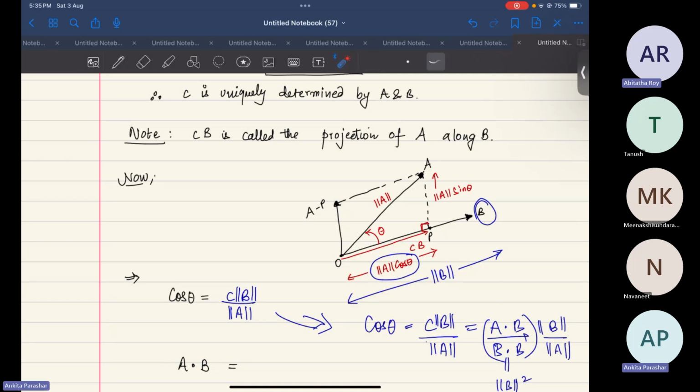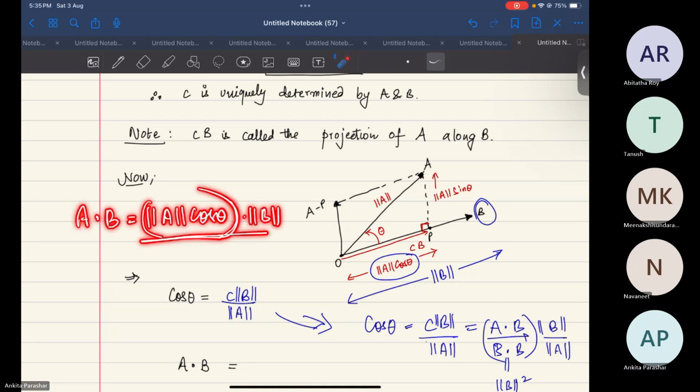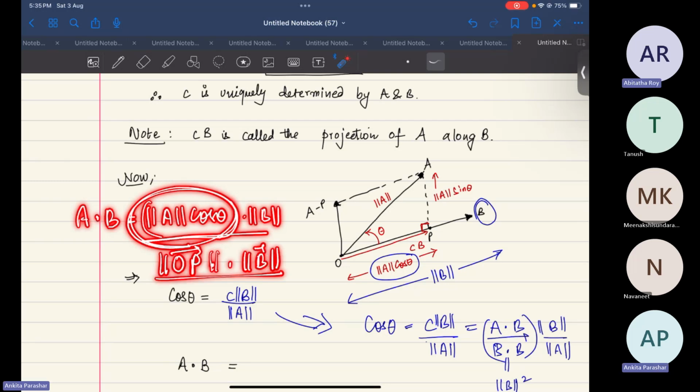Okay, let me highlight once again. A dot B, we got A cos theta times B, right? I'm just writing AB cos theta in this form. What is this length, A cos theta? It is the length OP, right? And what is B? B is nothing but the vector which we had. And the length OP is the length of the vector which we have projected from A along B. So it is basically the product of the vector B and the projection of vector A along vector B.